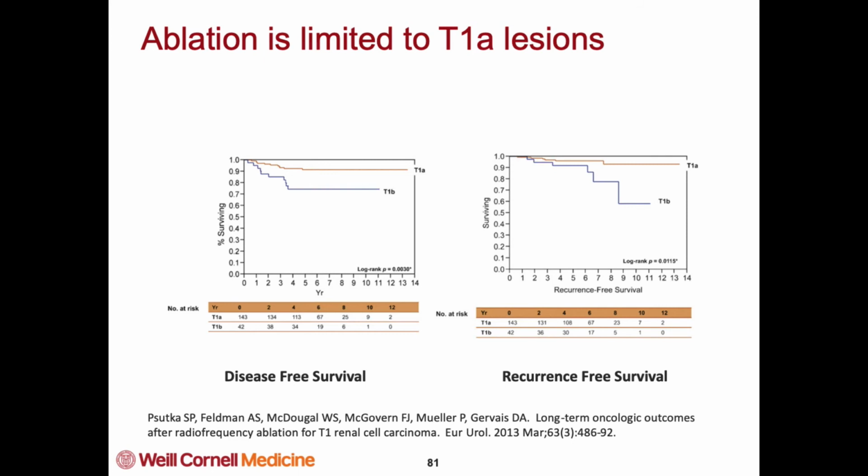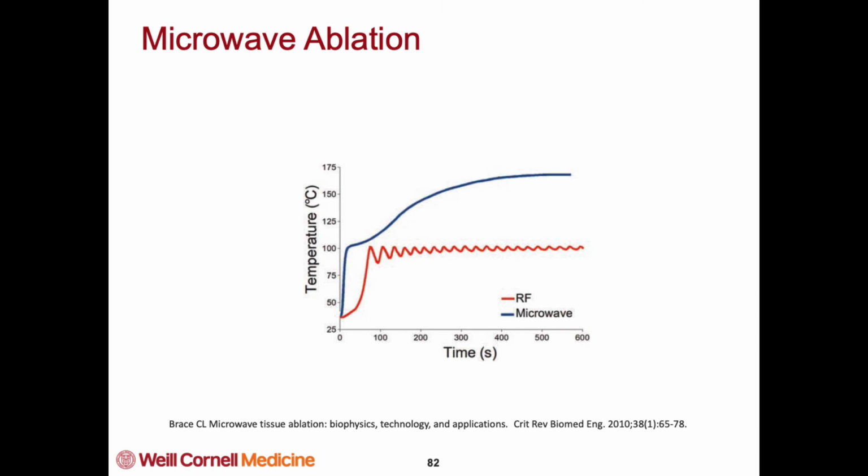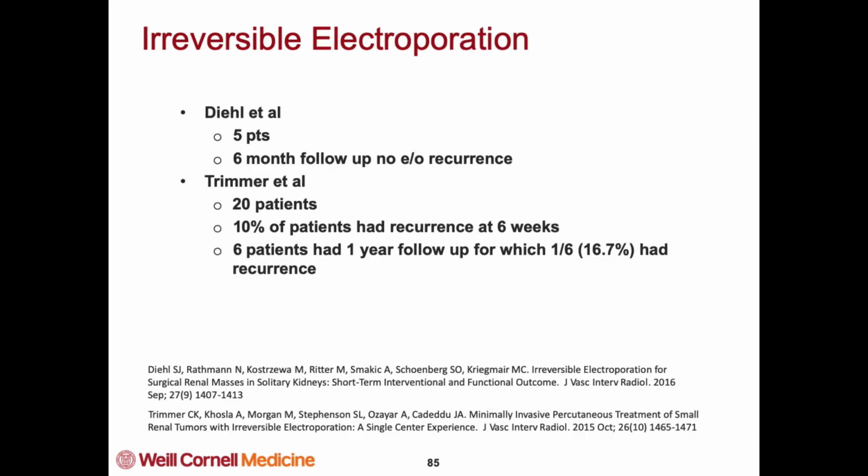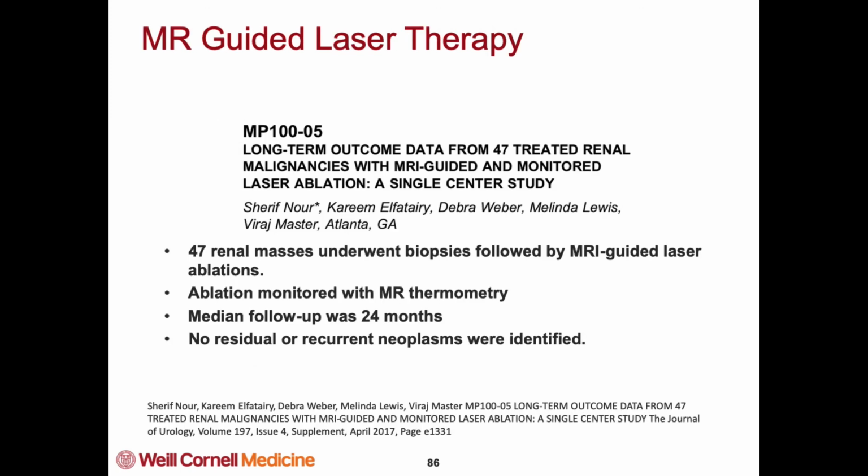This is a Garvey's group, which is highlighting that fact that for lesions greater than 4 centimeters to greater than 3 centimeters, the success rate is much less. So from an ablation perspective, there's 2 things we want to do: how can we make ablation more effective, and new evolving techniques. I think microwave ablation is much faster and more effective than radiofrequency ablation, and I think it will replace radiofrequency ablation. In the interest of time, and then IRE may be an option for patients with hilar lesions or lesions close to the collecting system. And then MR-guided laser therapy.